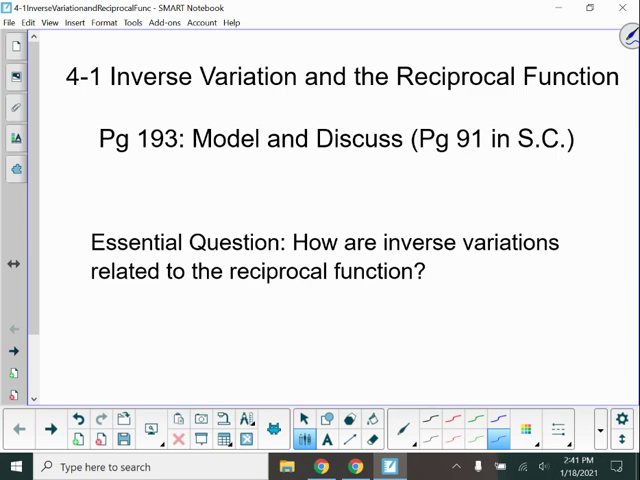Video 1 for 4-1, inverse variation in the reciprocal function. This first video is going to focus on the inverse variation aspect of this lesson. There is a model discussed in your textbook and in your student companion. You may or may not have to do that depending on other directions from class. I'm going to skip over that for right now. So we have our essential question: how are inverse variations related to the reciprocal function?